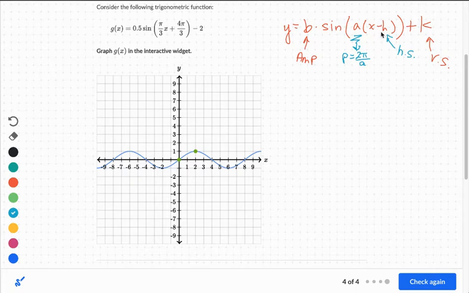If it says x minus 2, that actually means right 2. And if it says x plus 2, that actually means left 2. So that's opposite also, but with a plus minus. All right, so let's look at what we have here.